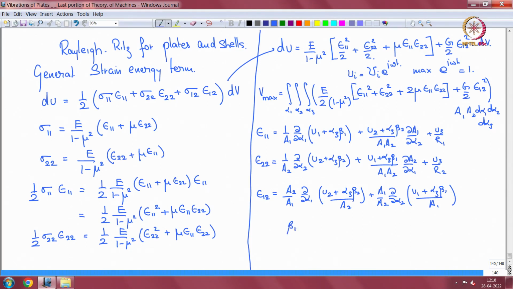where beta 1 is equal to U1 by R1 minus 1 by A1 del U3 by del alpha 1, and beta 2 is U2 by R2 minus 1 by A2 del U3 by del alpha 2.